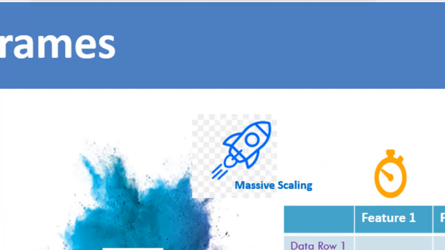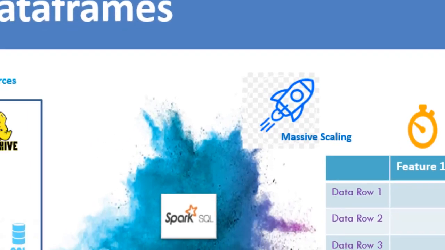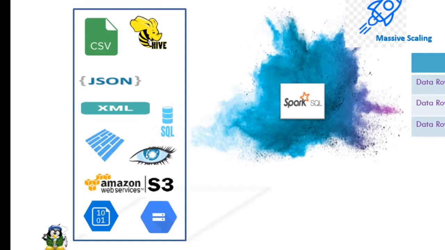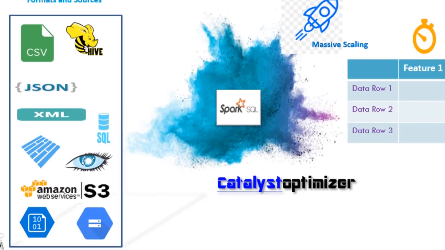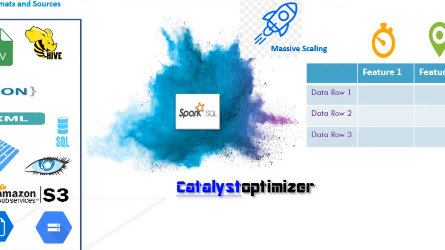DataFrame supports reading data from the most popular formats, including JSON files, Parquet files, and Hive tables. It can read from local file systems, HDFS, and cloud storage like S3. Spark supports state-of-the-art optimization and code generation through the Spark SQL Catalyst Optimizer on the data frames.